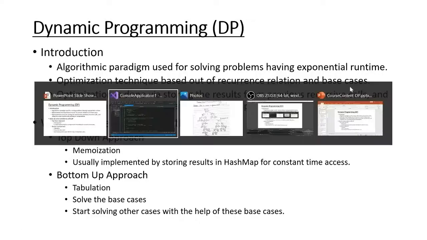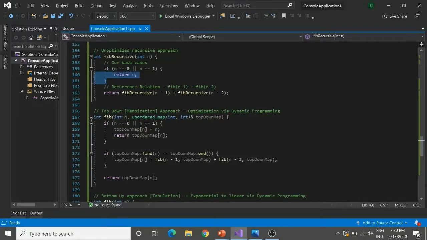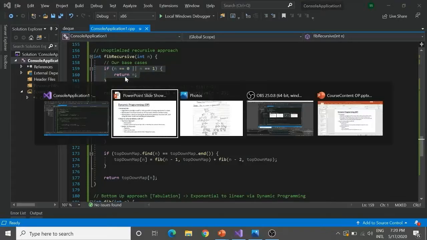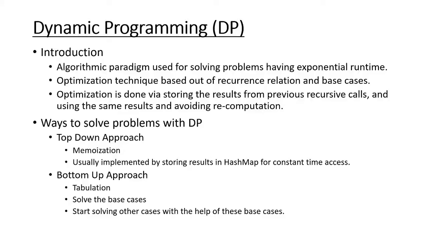Do I have base cases? Yes, I do have my base cases, because whenever I would be recursing for something, I need to have some base case to stop the infinite recursion or to stop the segmentation fault. So we see that optimization can be done over here. But how do we do that optimization?